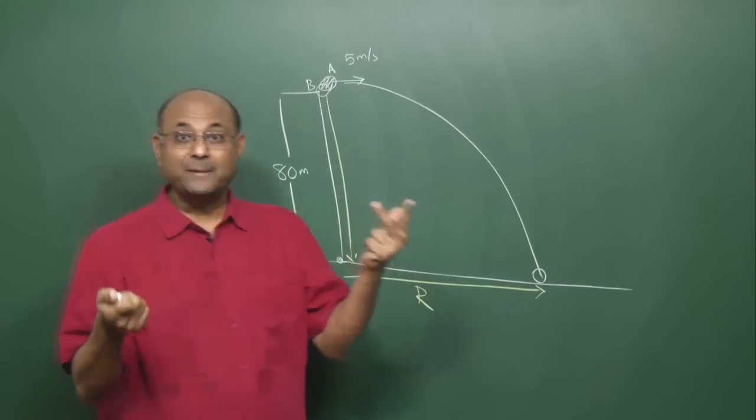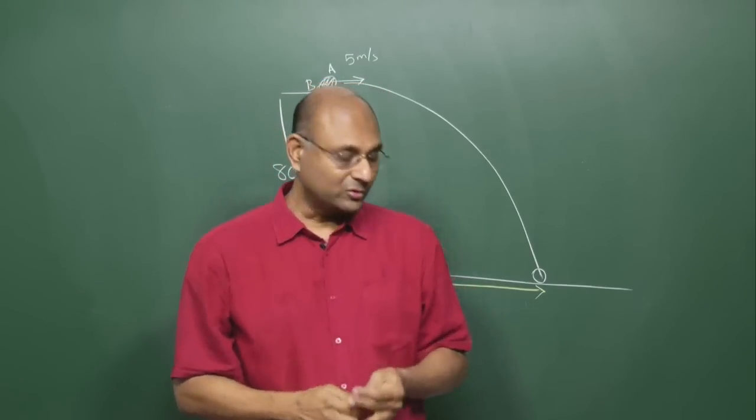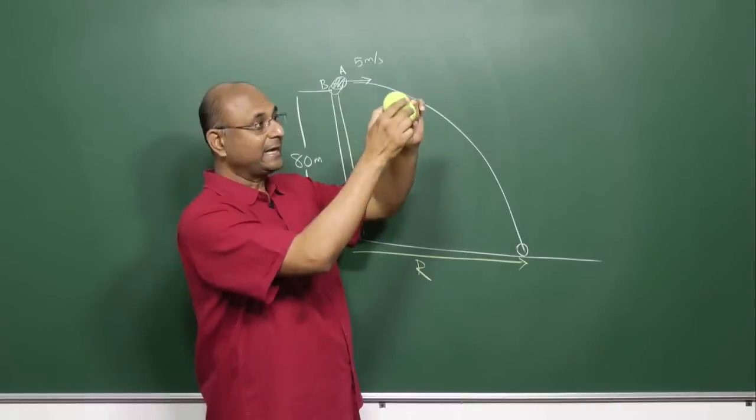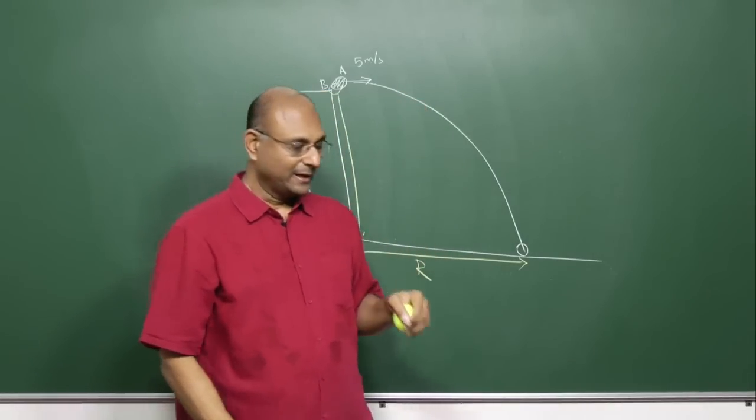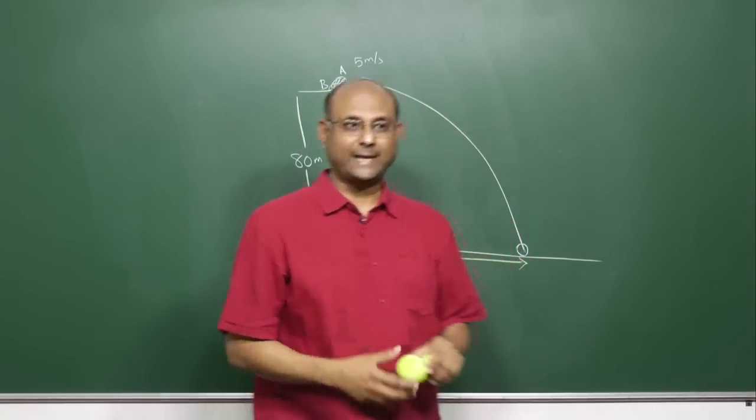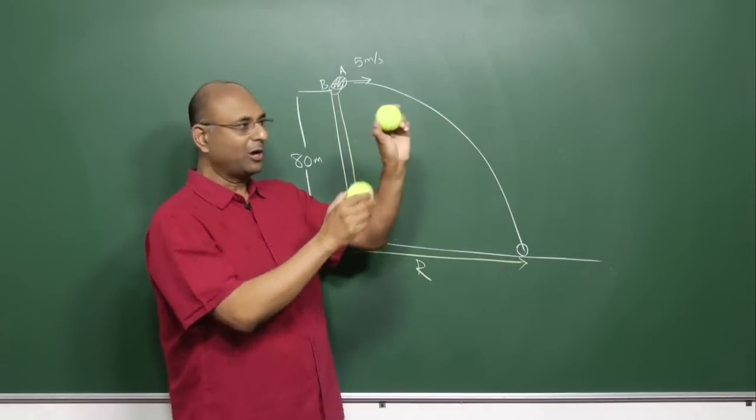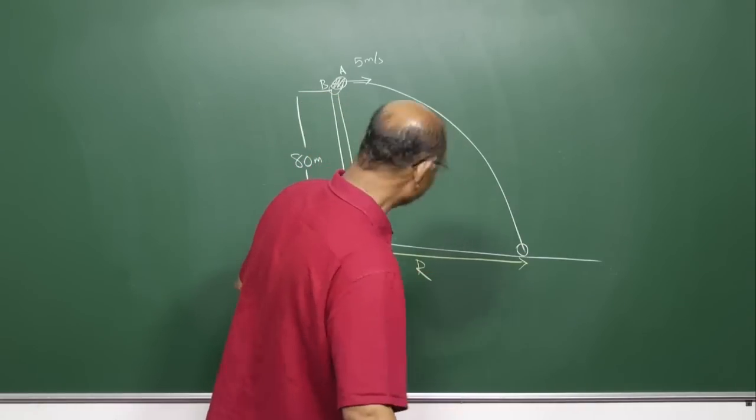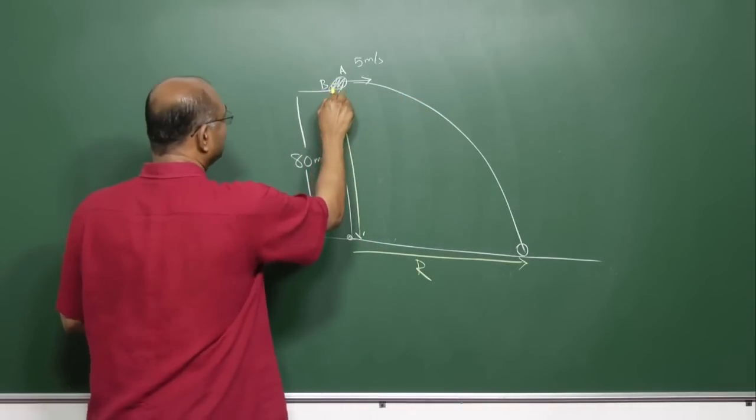There is no ball B, there is only a ball A. But you know that the time for ball A, which is thrown, and the time for ball B, which is dropped, both take the same time, right? If I throw this ball and I drop this ball, they both take the same time. So therefore, I can start with this ball B.